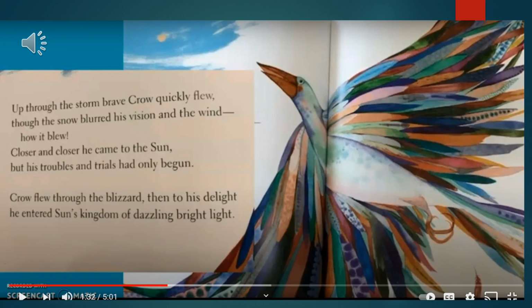Up through the storm brave Crow quickly flew, though the snow blurred his vision and the wind, how it blew! Closer and closer he came to the sun, but his troubles and trials had only begun. Crow flew through the blizzard, then to his delight, he entered the sun's kingdom of dazzling bright light.